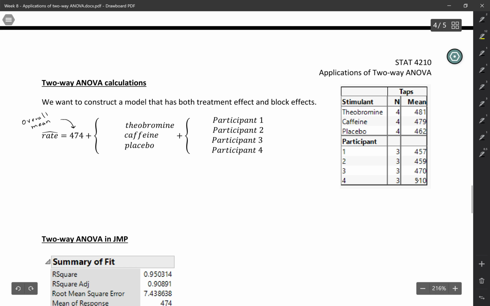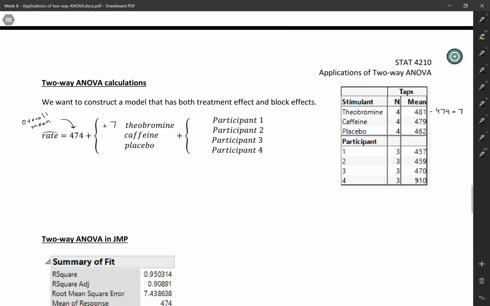So how do we want to adjust the overall mean for theobromine? The average there is 481. If we look at the difference between 481 and the overall mean of 474, that's a difference of 7. So we would have to add 7 for the observations where the participants had taken theobromine.